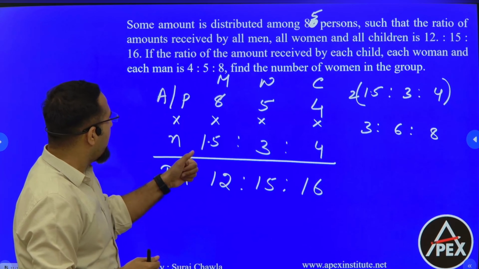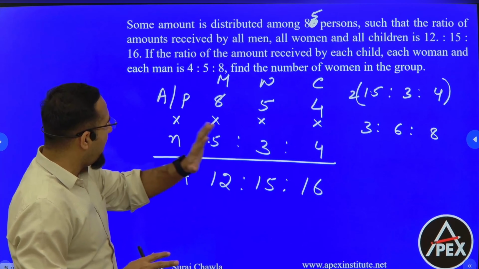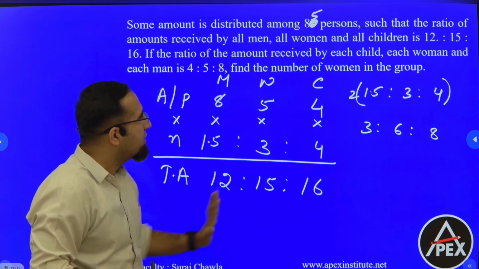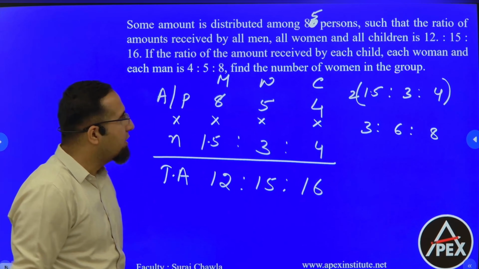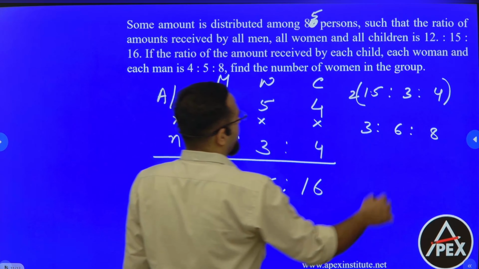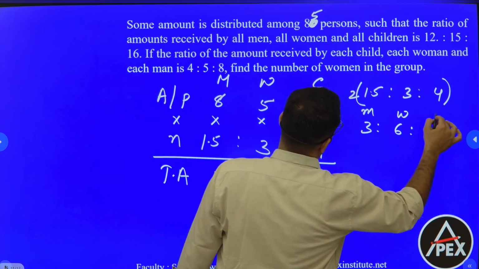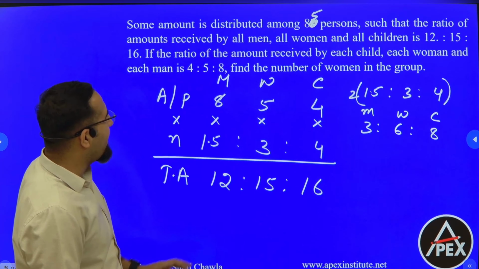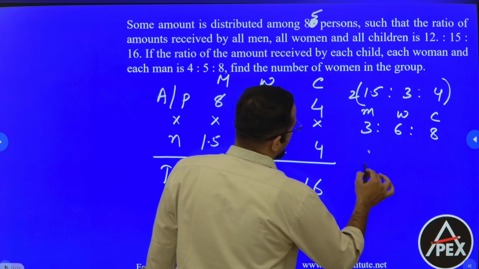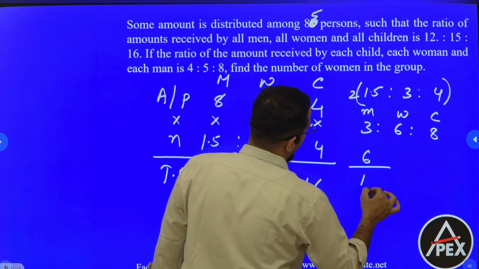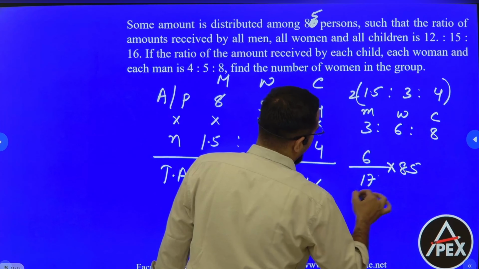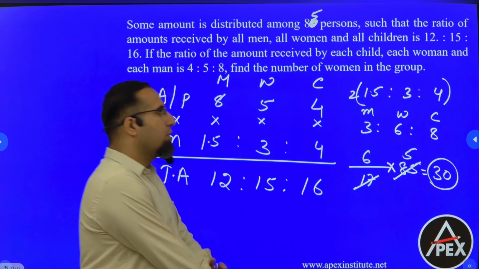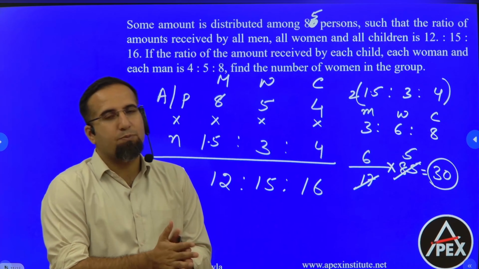Clear? 4 is to 5 is to 8. Yeah, we have applied it clearly: child, woman and man. And I am told that men, woman and child is 12 is to 15 is to 16. So this is what we are looking at. So this is men, woman and child. So let's make the total number of people as 85. Now what am I looking at? Find the number of women in the group. So this becomes 6 divided by 17 into 85. So 17 ones are 17, fives are 85. That means the total number of women in the group would be equal to 30 as per the given conditions in the question.